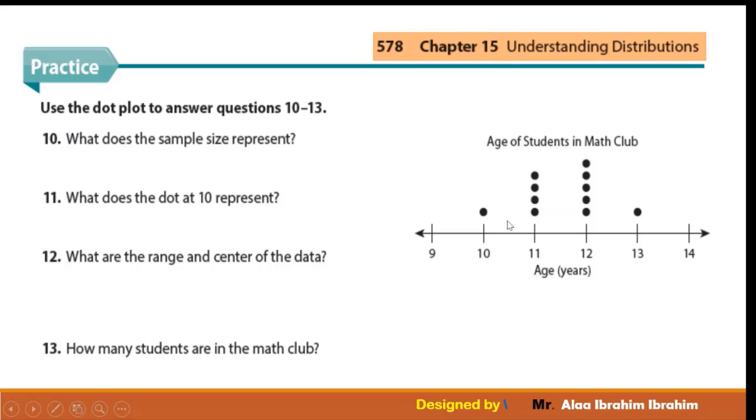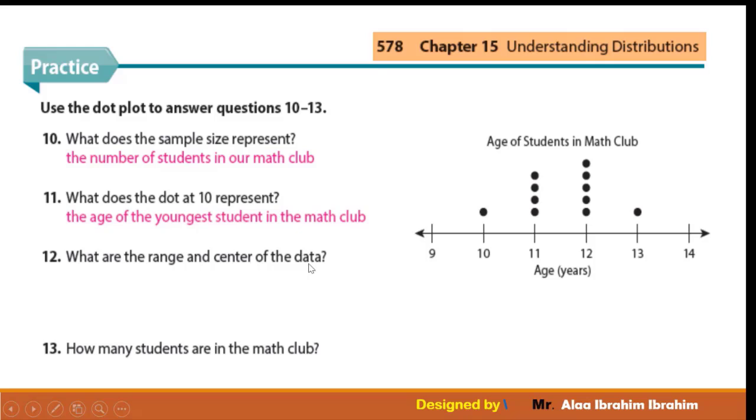This is clear now. Now we're dealing with a dot plot. What does the symbol size represent? This represents the number of students in our math club. What does the dot at 10 represent? So 10 represents the age of the youngest, because it's the biggest number here. Sorry, the smallest number here. The smallest number here is the youngest student, and here is the older or bigger student. So the 10, the smallest number, means the youngest.